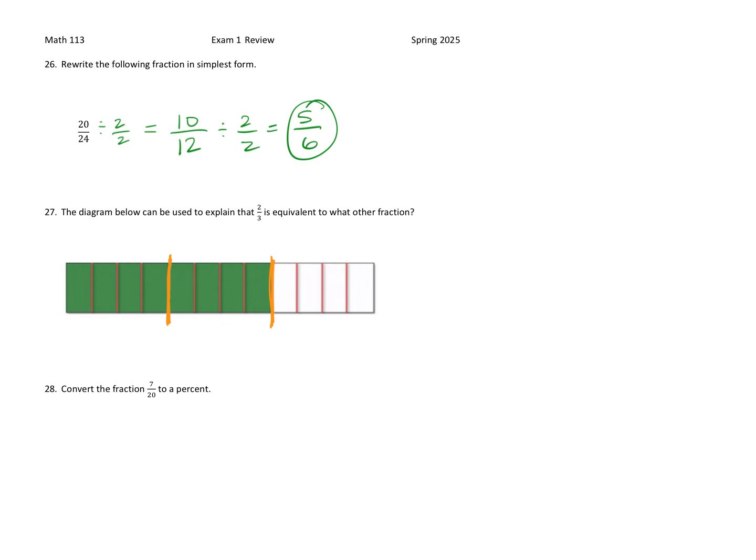2 of them are shaded, but it's also broken into 1, 2, 3, 4, 5, 6, 7, 8, 9, 10, 11, 12 equal pieces, and 8 of them are shaded.